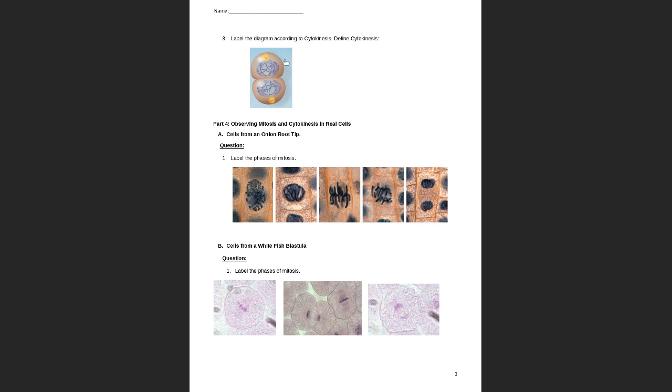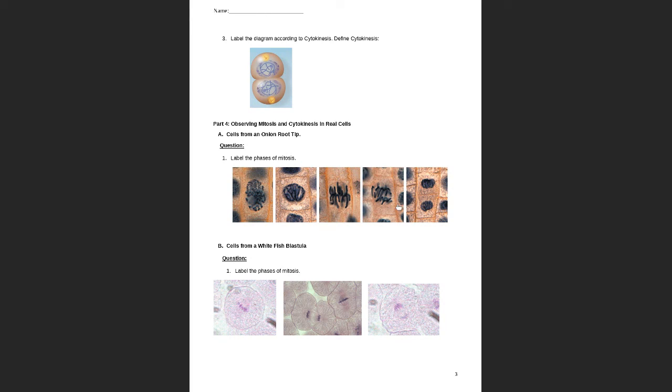Over here, cytokinesis: label the diagram, what you can of the overall cell as well as what's inside, and then define what cytokinesis is, okay? Don't get fancy with your definitions. Especially if I give it to you, just rewrite it, or rewrite it in a manner you can understand better, but don't get too fancy.